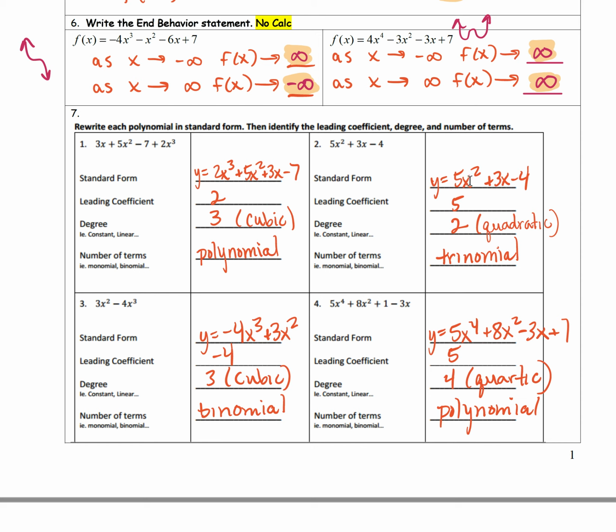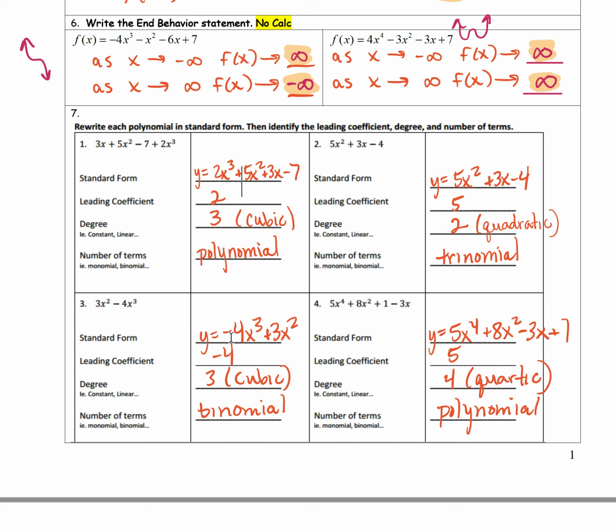Over here, we have 3 terms. Leading coefficient is 5. It's the coefficient of the big dog. Because it's an x squared, we do have a special name for it. It's a quadratic. And then since it's 3 terms, it's a trinomial, where 2 terms is a binomial, 1 term is a monomial, and anything after 3, well, we just call polynomial, meaning many.